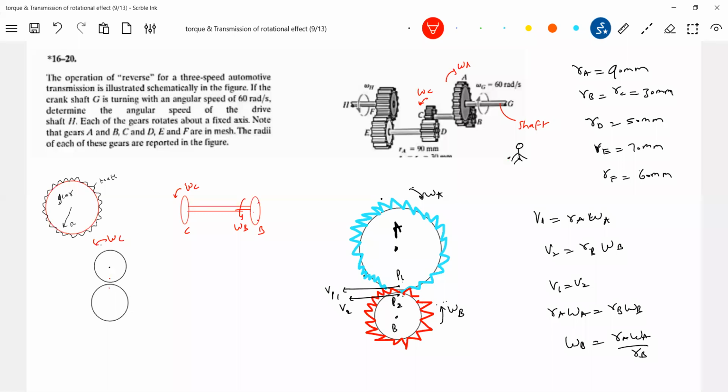Then how should the angular velocity of gear C be? It should have velocity like this, Vd. This is Vc. Omega D. Then again equating Vc equal to Vd: Rc omega C equals Rd omega D. We know omega C should be equal to omega B. Any reason? Because they're just connected by a rod.